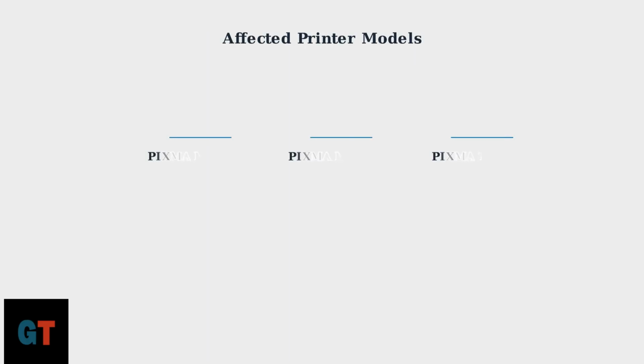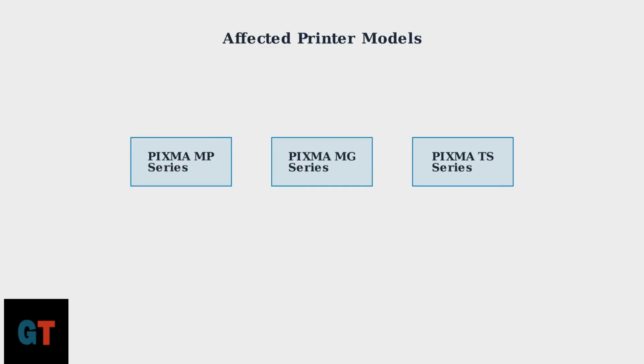Error B204 primarily affects Canon PIXMA series printers, with the MP series, MG series, and newer TS series being the most commonly impacted models. These printer families share similar cartridge detection systems that are vulnerable to this error.